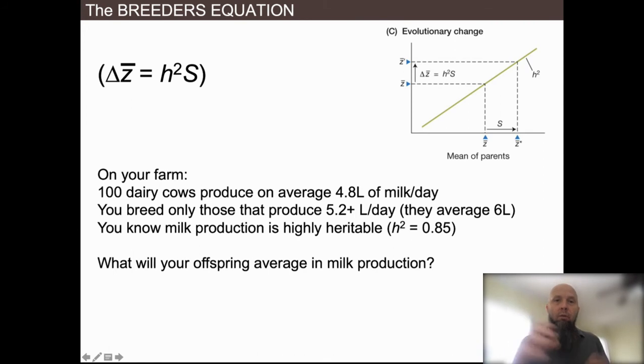And if you take all of those individuals from 5.2, and maybe you've got one that produces 8 liters of milk a day, take all of them, they average 6 liters of milk a day in production.